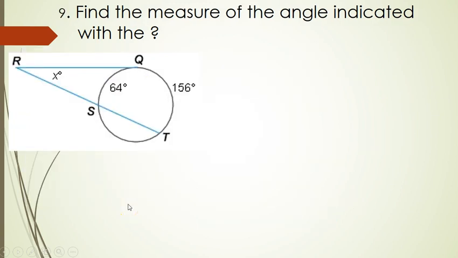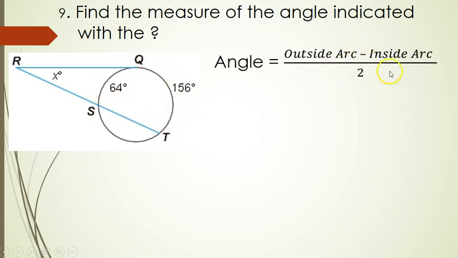So number 9 says find the measure of the angle indicated with the question mark, and actually it's X in this one. The way we find this angle is to do the outside arc minus the inside arc, divided by 2. So that's what we're going to do.